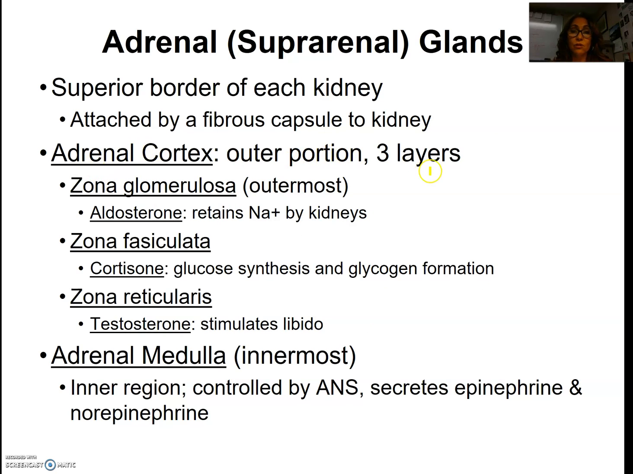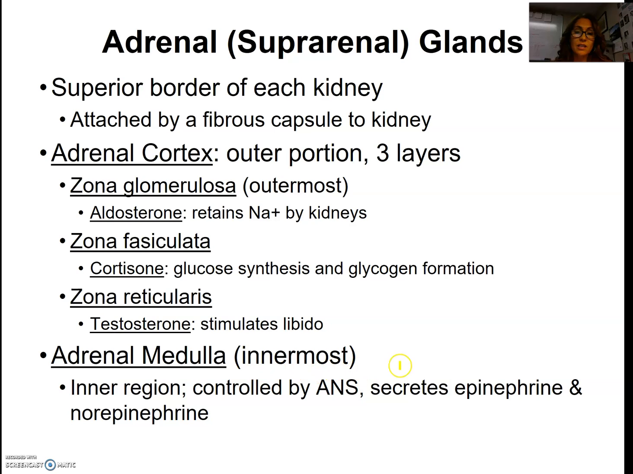So what do you see in the adrenals? The cortex has three layers. The zona glomerulosa makes aldosterone, which helps you keep sodium in your bloodstream. The zona fasciculata makes cortisol. This is basically going to help in the regulation of glucose and glycogen in your body. And then the zona reticularis makes testosterone. It does stimulate libido, but it can also facilitate bone maintenance and also building bigger muscle.